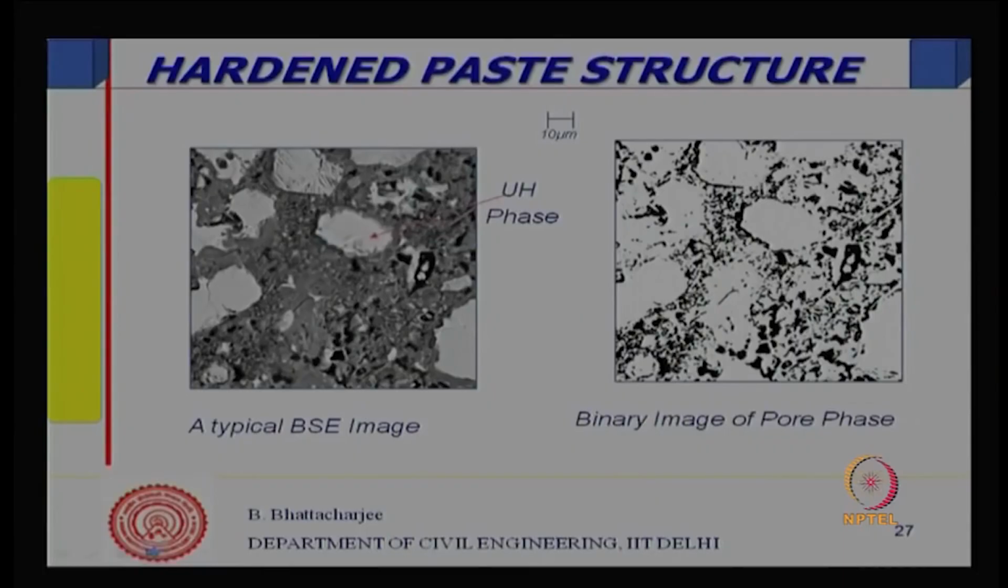Now, the hardened phase structure, if we look at it in a backscattered electron microscopy image, you can see the unhydrated phase here, and the pores are the black ones. In fact, these are all pores, because we have separated out all the black ones from the rest of the color by binary separation. So this is the structure of the pores by binary separation, and the white one is unhydrated cement.